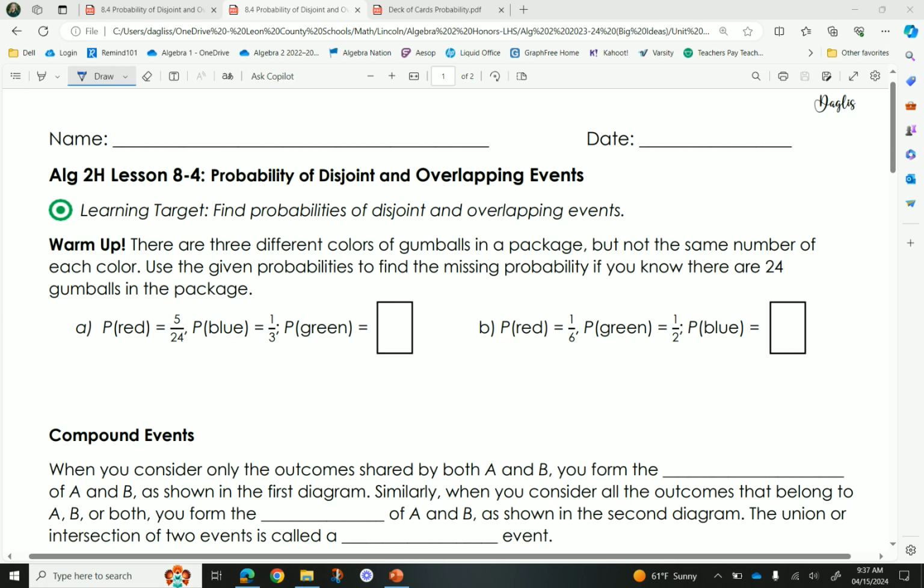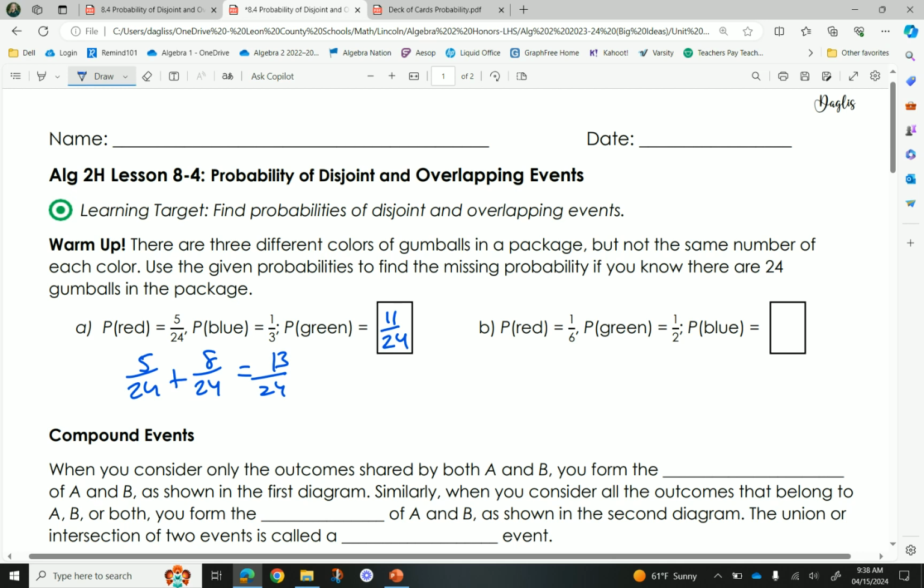So you were on your way there. Here we have 5 out of 24 red. 1/3 can be rewritten as 8 out of 24. So this is 13 out of 24. That's what we already know. So what's missing is my green. So 11 out of the 24 has to be the green.